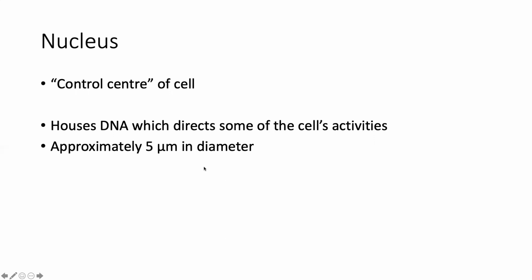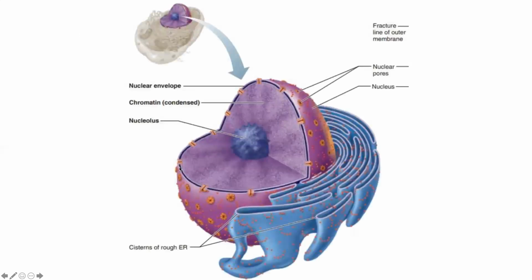Now we come to the nucleus, which is the control center of the cell. It is responsible for housing the genetic material, such as DNA, messenger RNA, transfer RNA, and ribosomal RNA of the cells. It's about 5 micrometers in diameter. So this is the nucleus, which is surrounded by the rough endoplasmic reticulum, and in the center we have a small little nucleolus.